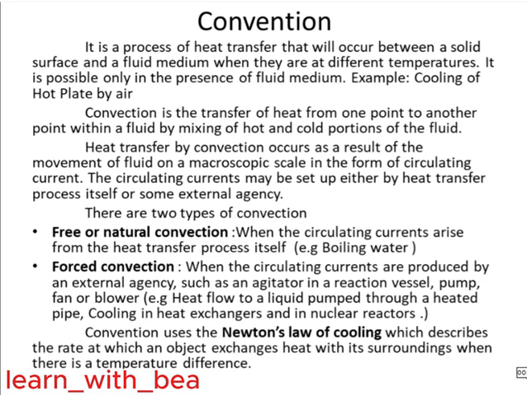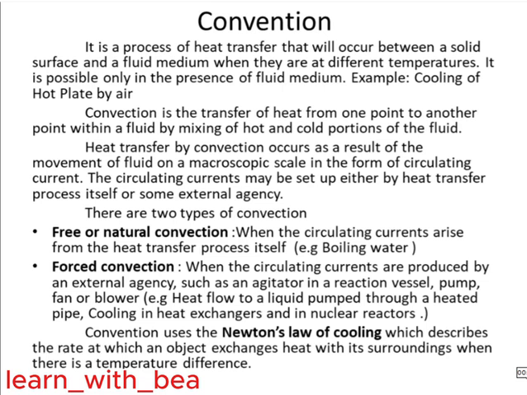So it is transferred when mixing portions of cold and hot fluid. Heat transfer by convection occurs as a result of movement of fluid on a microscopic scale in the form of circulating currents. The circulating current may be set up either by the heat transfer process itself or by some external agency. So it deals with the movement of fluid on a microscopic scale in the form of circulating current.